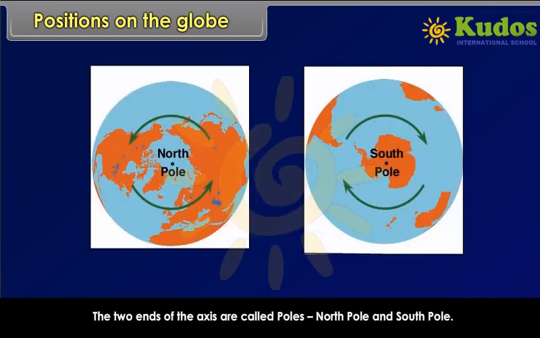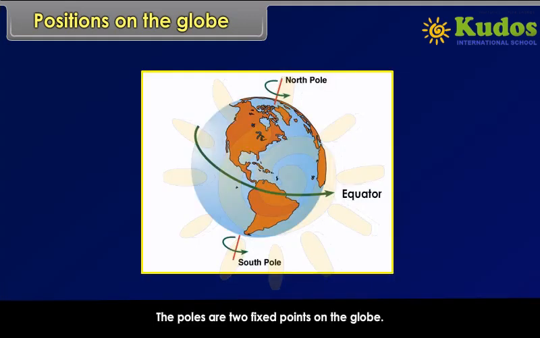The two ends of the axis are called poles, North Pole and South Pole. The poles are two fixed points on the globe. The axis is inclined at an angle of 66.5 degrees towards the east.